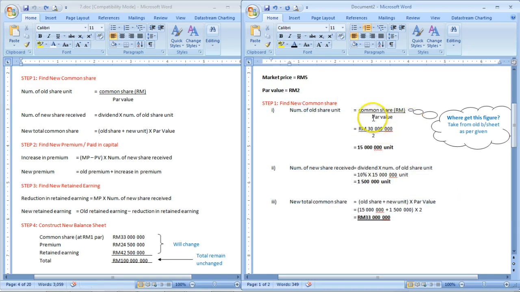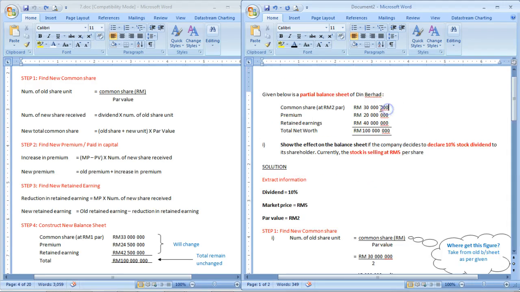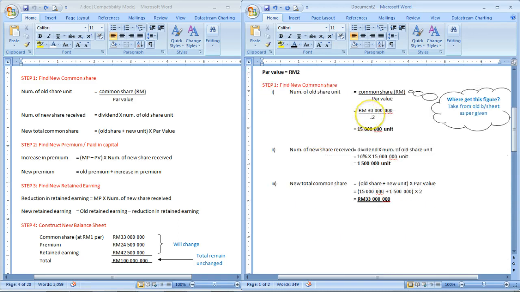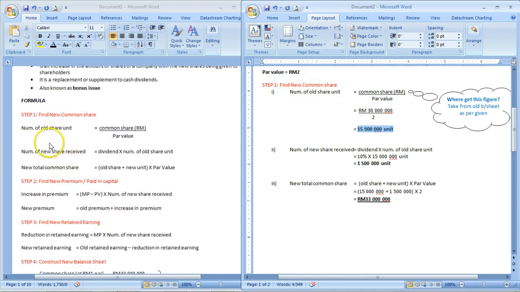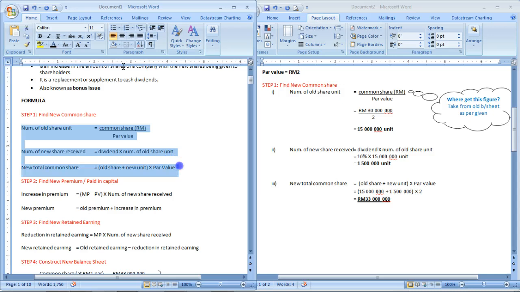Just to show you, common share divided by par value. Your common share is 30 million and your par value is 2. Alright, class, continue. When you get your 15 million units, this is your number of old shares in units. Try to compare with this, class.